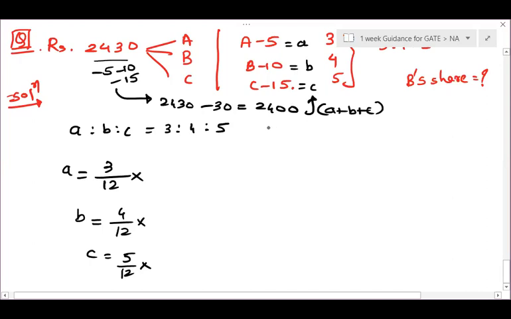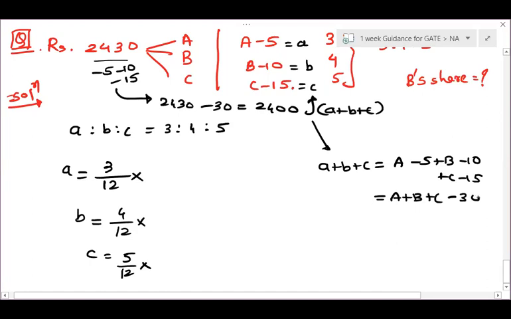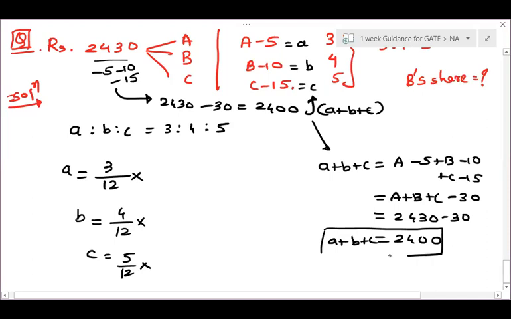Are you getting my point? If not, let me show you this. From here, if I have to find a plus b plus c, it is equal to capital A minus 5 plus capital B minus 10 plus capital C minus 15. So it is your capital A plus capital B plus capital C minus 30. Capital A plus capital B plus capital C is 2430 minus 30, so it is equal to your 2400. So a plus b plus c is 2400.